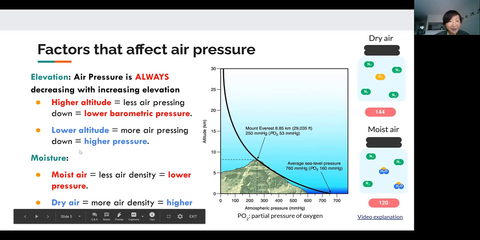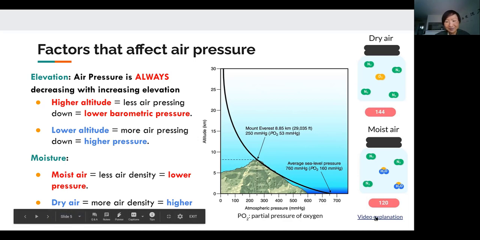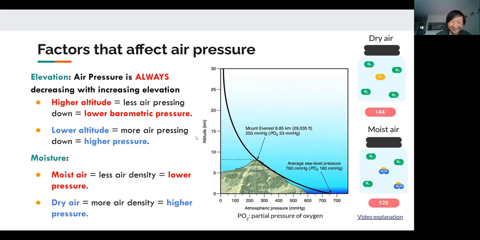Another fun factor affecting air pressure is moisture. I got this one wrong when I first started. I was thinking moist air should be heavier, so you should have higher pressure, but actually no. Moist air has less air density, so you have lower pressure. Here is my video explanation of why. Dry air has more air density, so you will have a higher pressure. Memorize those factors because we are going to determine high and low pressure later.